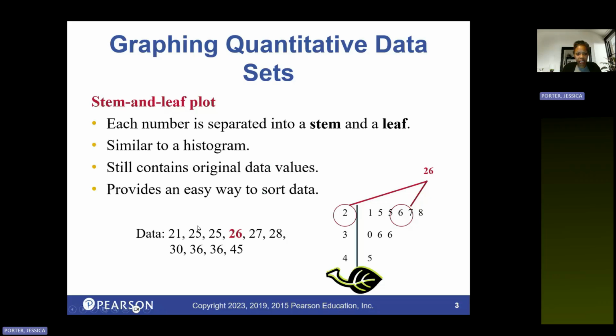It is similar to a histogram. And if you think about a histogram, it's the one with the bars that are actually touching each other. That's a histogram. If you take a stem and leaf plot and you turn it from its vertical to a horizontal, you can kind of see where you would get the bars of a histogram. Okay, that's why it's similar. It's going to contain the original data values, and it provides an easy way just to sort your data out.